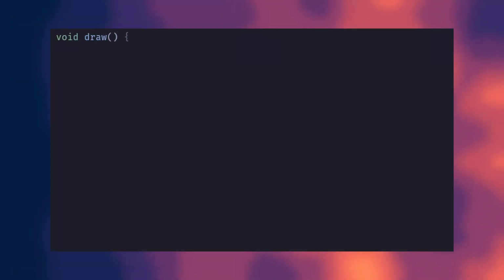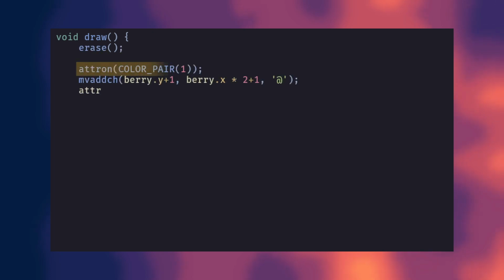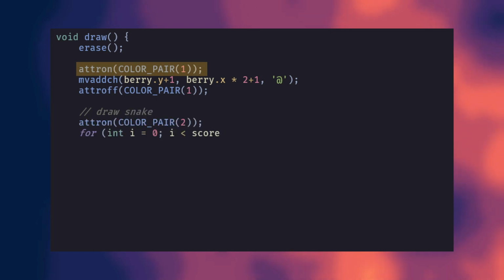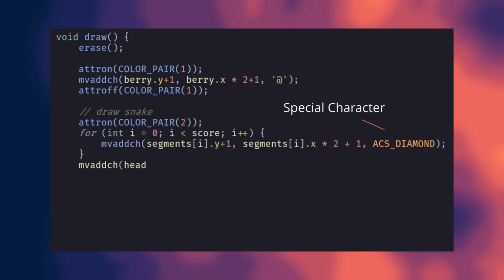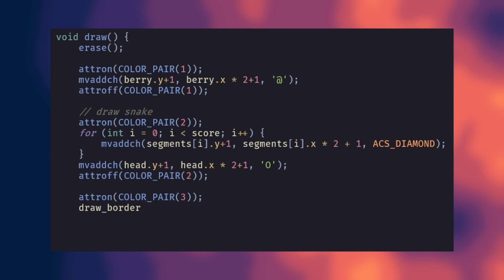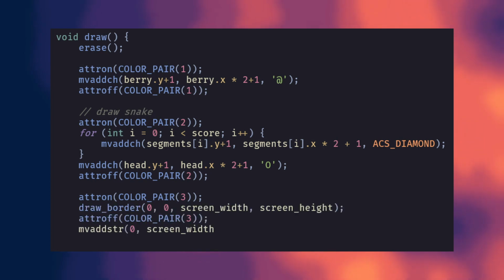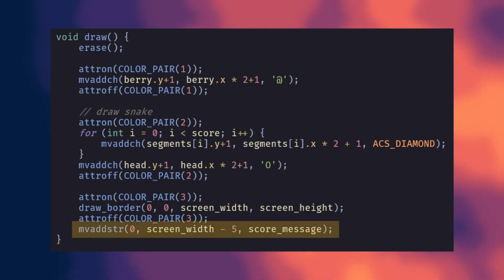Inside the draw function, we're doing mostly the same things we did in main before, except now we're using the attron function from ncurses, which allows us to use different colors. We're using color pair 1 for the berry, color pair 2, which is green, for the snake, and color pair 3 for the border. We're drawing the border at 0, 0, and it has a width of the screen's width and a height of the screen height. Also, we're using mvaddstr to print the score message to the screen on the top row right in the middle.